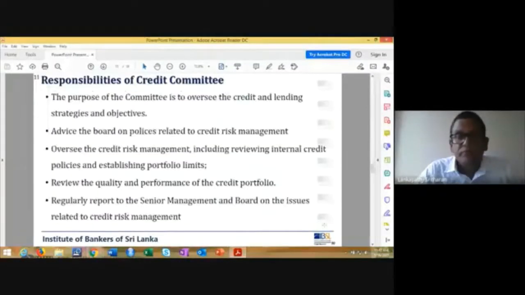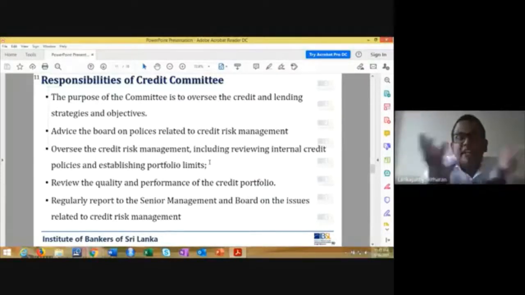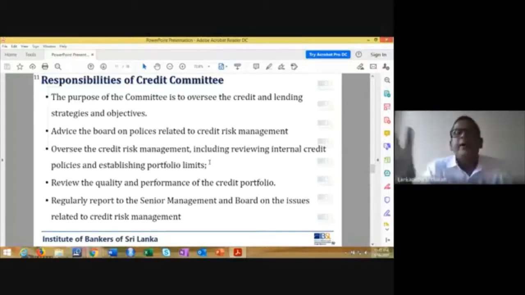And the responsibility of the credit committee. Of course, the purpose of the committee is to oversee the credit and lending strategies and objectives. Actually, today's class, of course, may be sort of boring because there is not much to explain, because these are responsibilities clearly articulated, or sort of theoretical matters. So you will have to keep these in mind or memorize them.